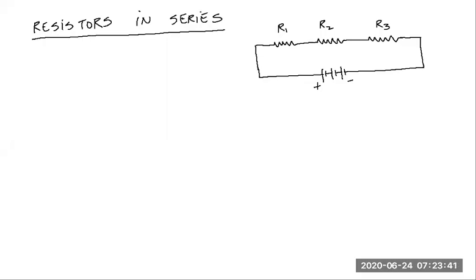Alright students, let us discuss the concept of resistors in series. Well, we know a resistor is something where the current flows with some resistance. In a conductor, the current flows comparatively much easier, and in an insulator, we can say that the current doesn't flow at all.